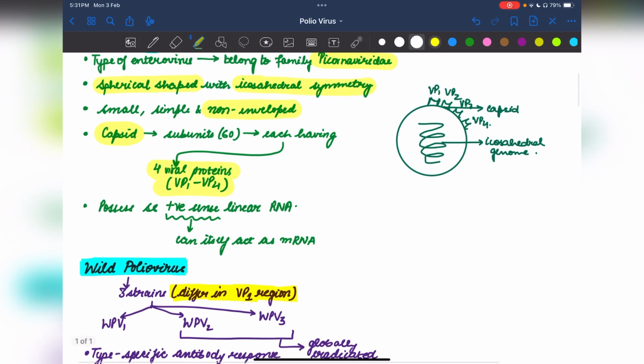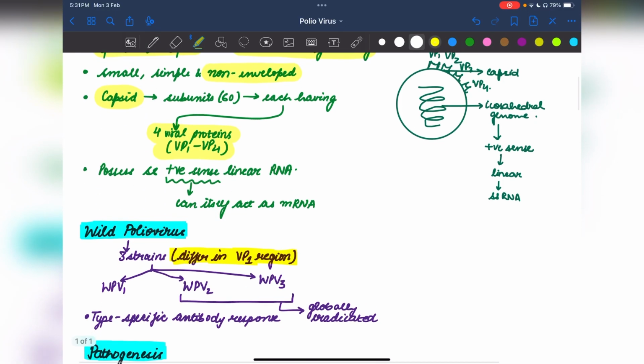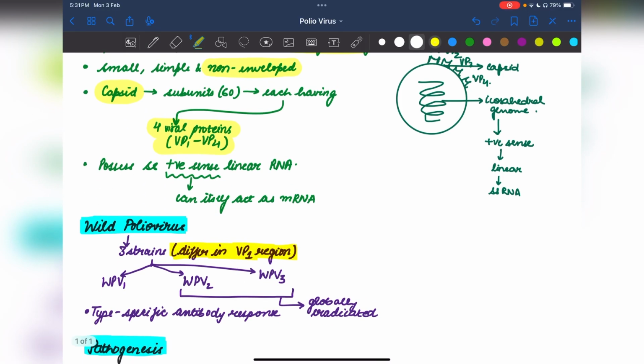They possess a genome which is positive sense. Positive sense means it can itself act as mRNA. It is linear, as well as single stranded RNA. These are the important points regarding morphology. Write this in your short note or long note, whichever comes.